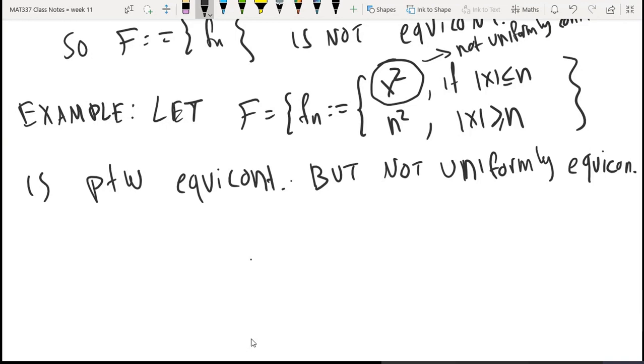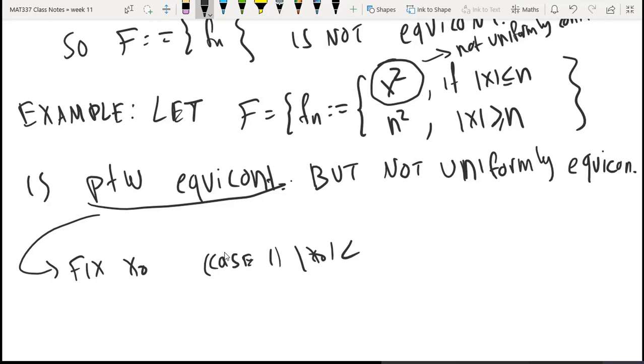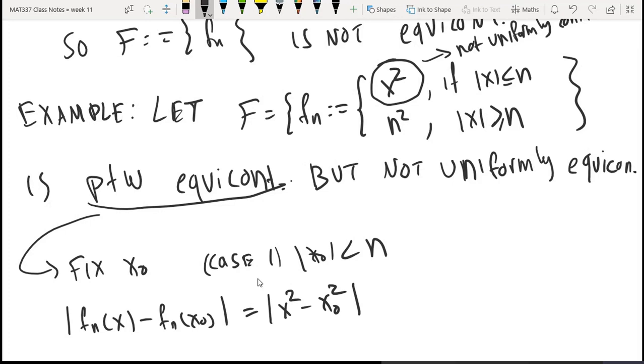Let's do pointwise first. Fix x naught. So what was my proof? You fix x naught, and you have two cases. Case one, x naught is less than n. Then you just get the usual x squared minus x naught squared, and this is continuous. Just use MVT, so 2 psi times x minus x naught.